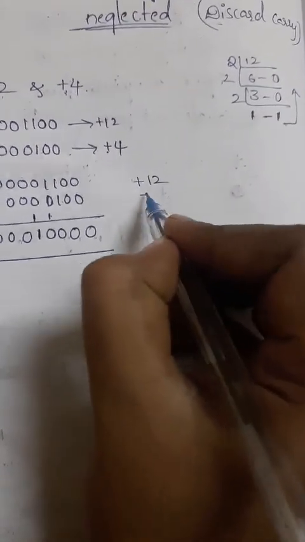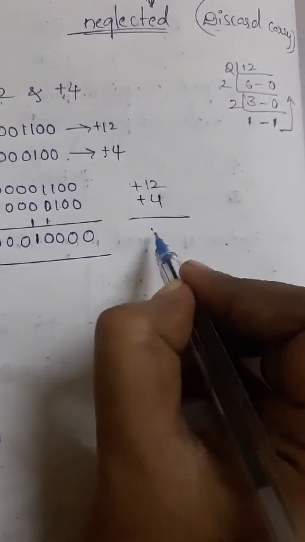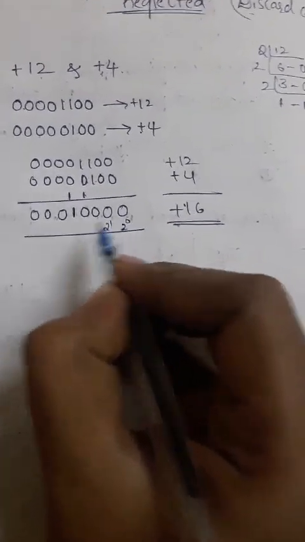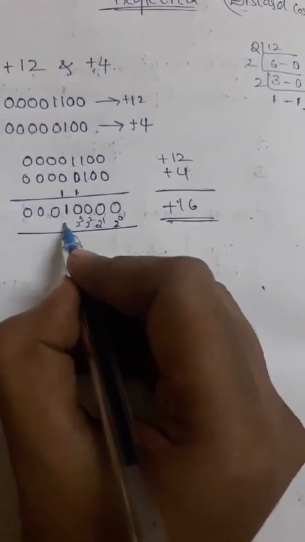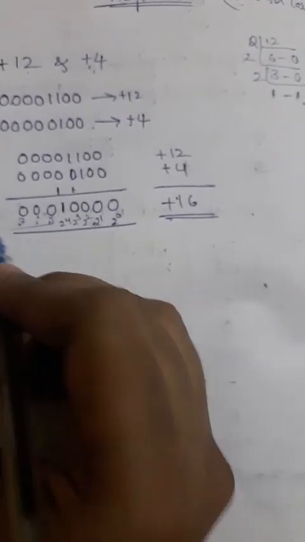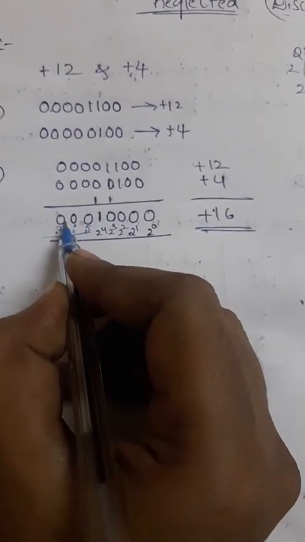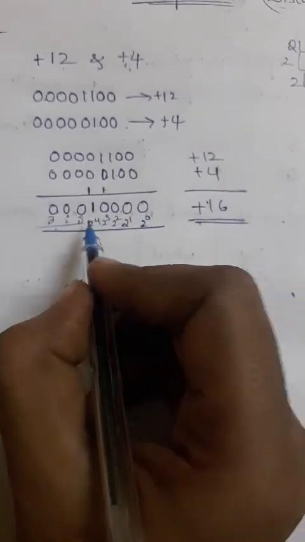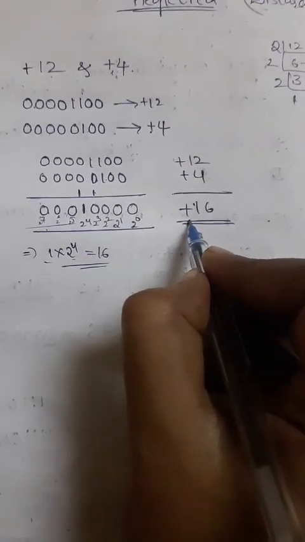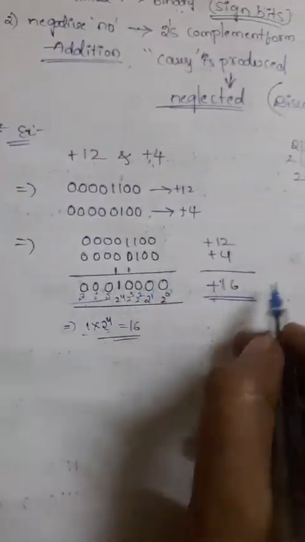Now check here: plus 12 and plus 4. What is the result in decimal? That is plus 16, right? So just check it, is it 16 or not? 2 power 0, 2 power 1, 2 power 2, 2 power 3 and 2 power 4, and 2 power 5, 2 power 6 and 2 power 7. Leave these terms, because they are zeros. Where we have 1, just count it: 1 into 2 power 4 is directly 16. So we get the same result, and that's why it has a plus sign. This is the first step.